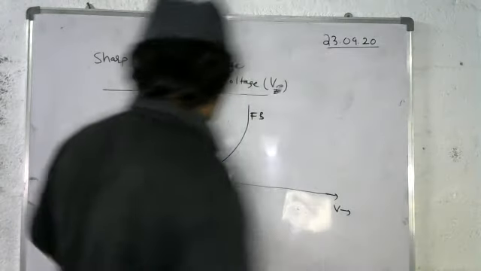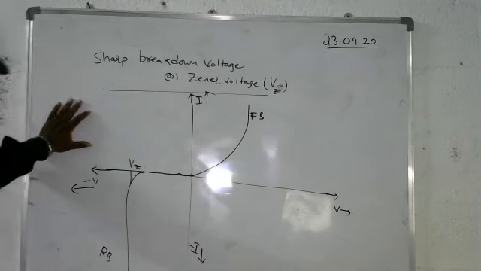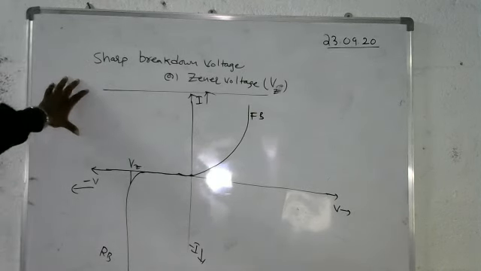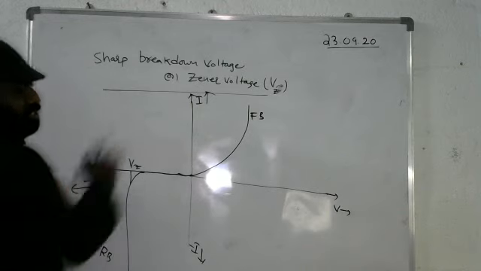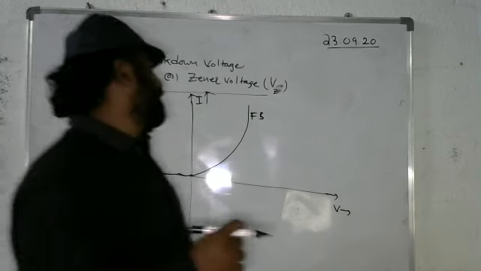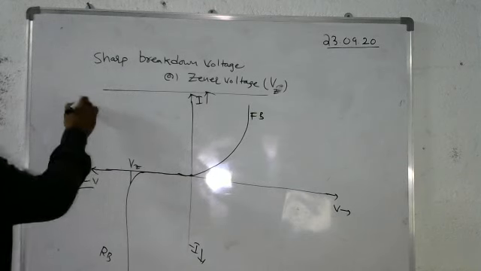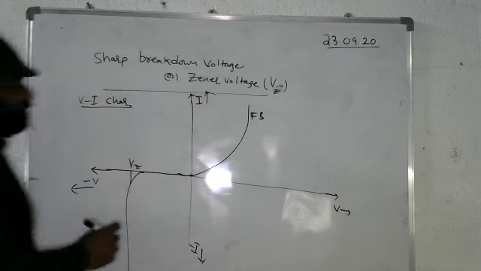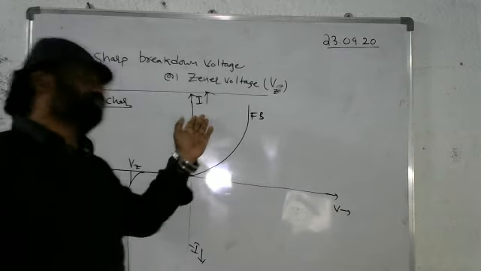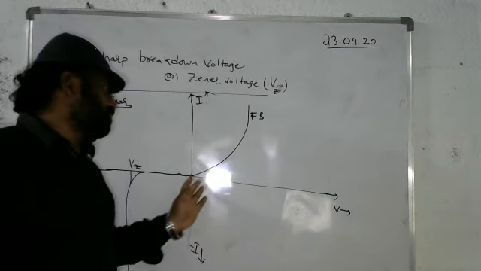So what is a Zener voltage? Once again, look here. We plotted a graph between the voltage and current, meaning VI characteristics, we can set it as the name. With the increase of voltage, the current also increases. The graph is as shown in the figure like this.